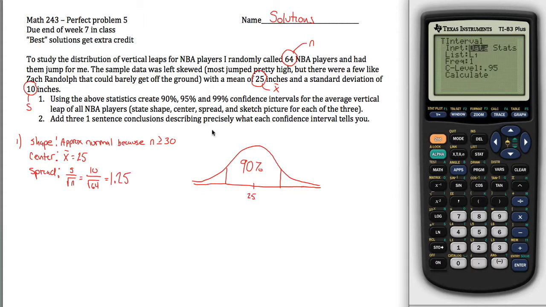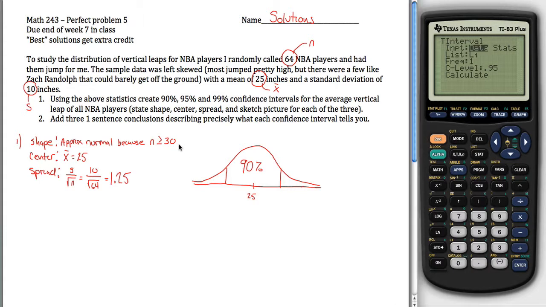Why do we want a T interval? It's because we have S and not sigma here. So that means that the shape is approximately normal following the T distribution. Approximately normal because n is greater than or equal to 30. T distribution.